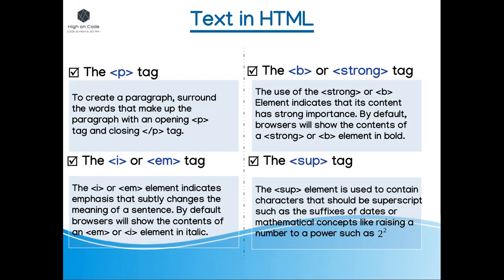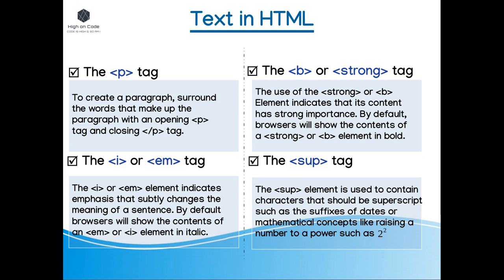Okay, so the first tag which we are going to discuss here is the p tag, or paragraph tag. We can surround the words that we want to make a paragraph of with opening and closing p tags. What it does is it creates a paragraph, and we can have more than one paragraph in a file. So you can just try it on your own.